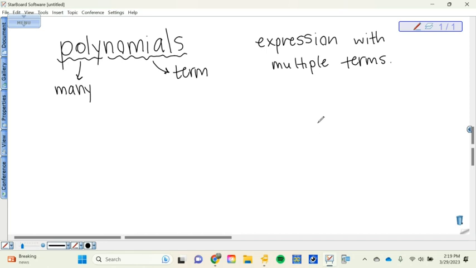We talked about 3 types of polynomials yesterday. What is one type? Binomial. What's an example of a binomial? 3x plus 4y. That's perfect. 2 terms. What was one of the other types of polynomials we learned about? Trinomial.